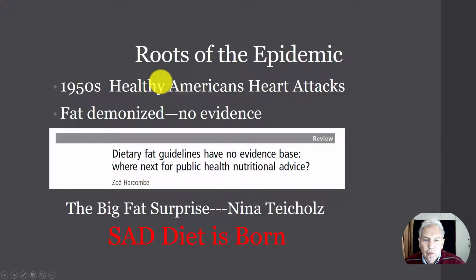So what were the roots of this epidemic? Well, in the 1950s, healthy Americans, mainly men, started having heart attacks. And although the real cause turned out to be smoking, fat was demonized. It was demonized on absolutely no evidence, only epidemiological trials that turned out to be very flawed.